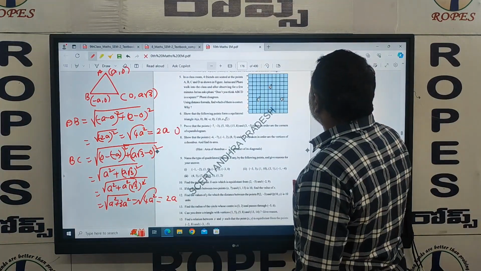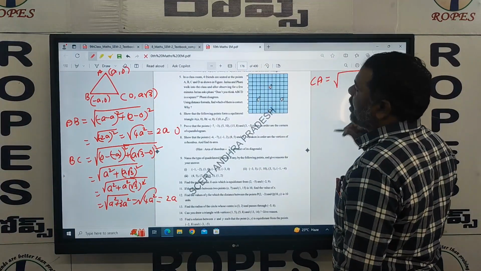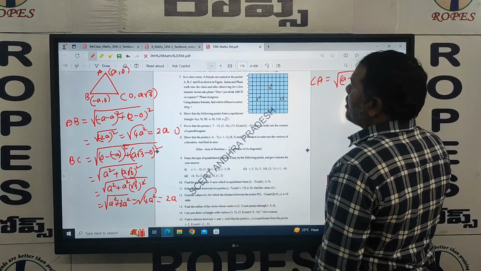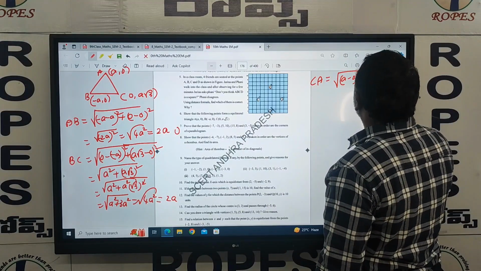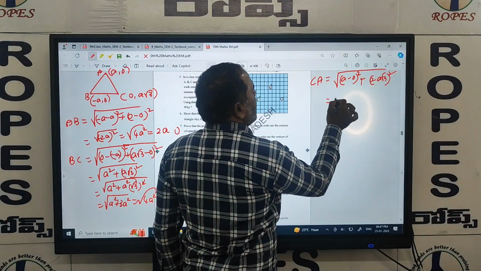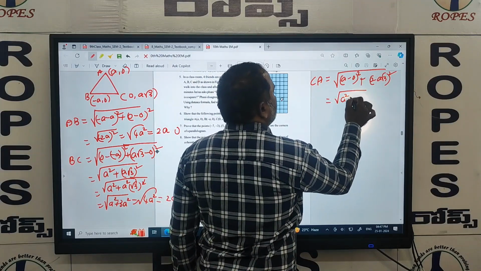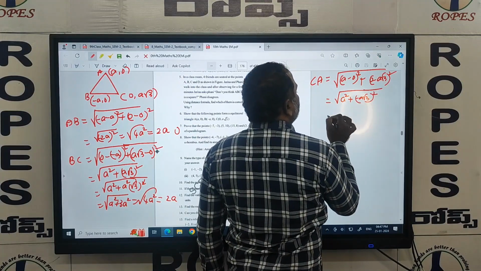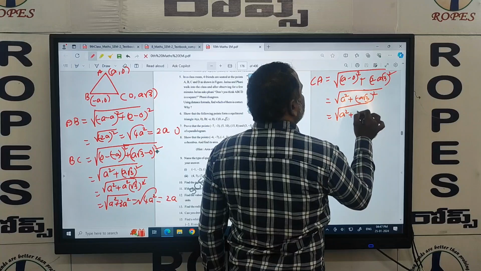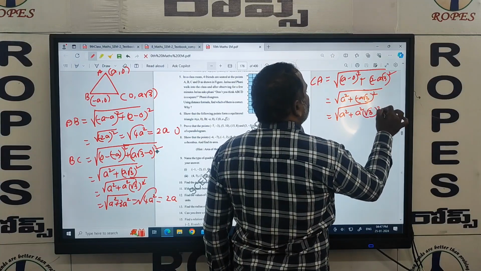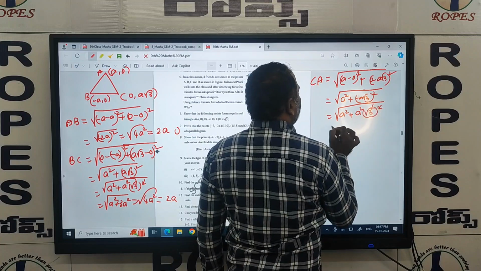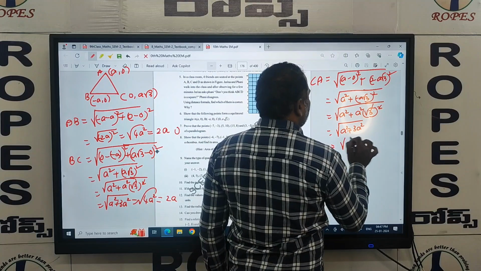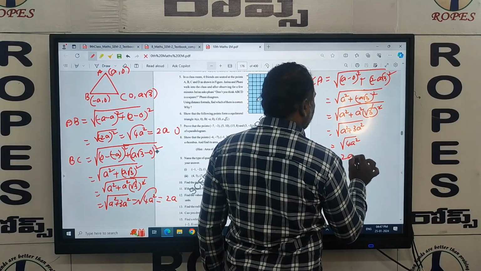And the CA distance: root of (a − 0) whole square plus (0 − a√3) whole square. Then directly you can write a square plus (−a√3) whole square. That we can write as a square plus a square into root 3 square. Square root cancels. Then root of a square plus 3a square, that is nothing but root 4a square. This is also 2a units.